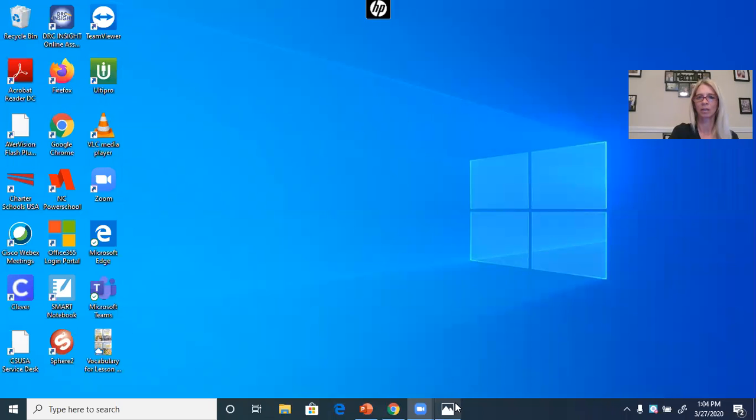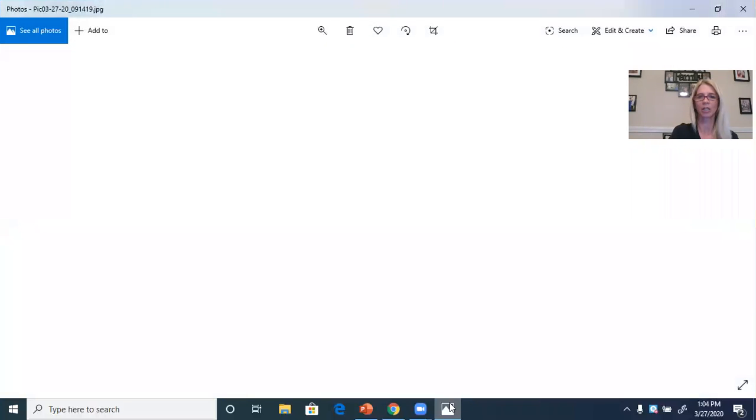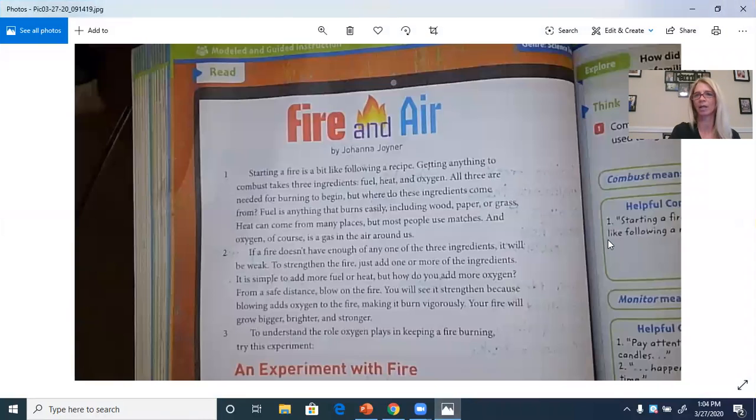We're going to go over page 204 and 205. So if you have that, go ahead and grab it. I'm going to share my screen and show you what it's going to look like. So page 204 should look like this.